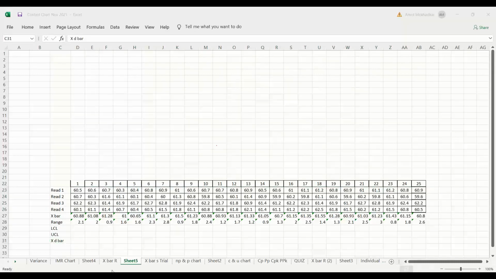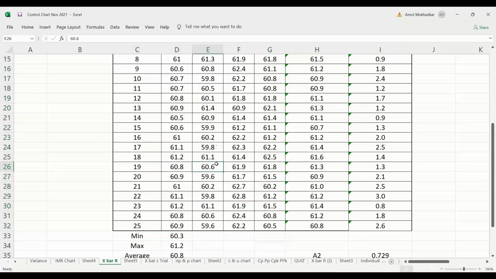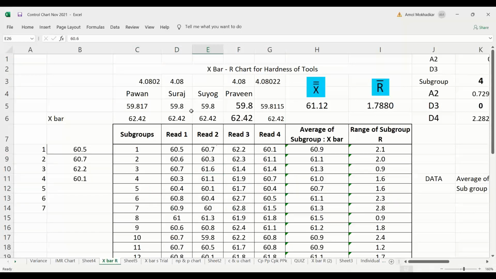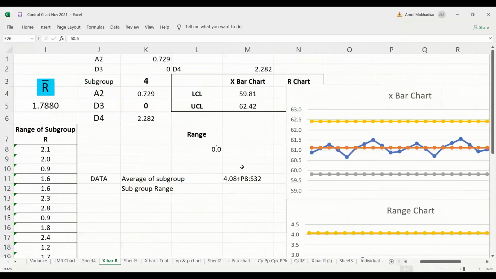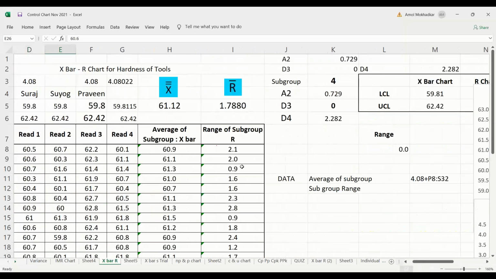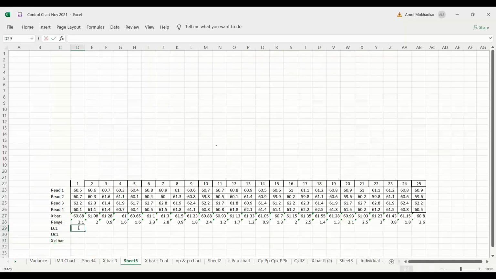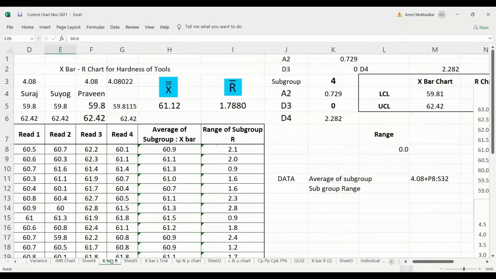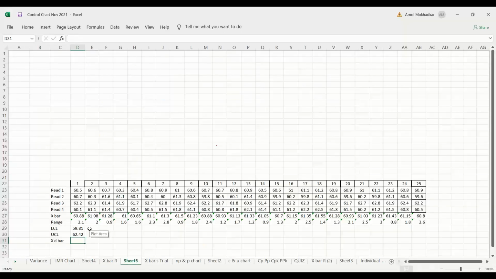So what was that? LCL was 59.81, 62.42, 59.81, 60.42, 59.81. And your S double bar value was 61.12. So this will be a constant, है ना?